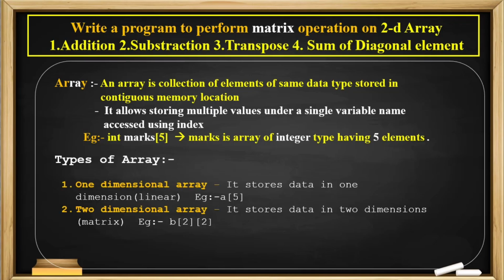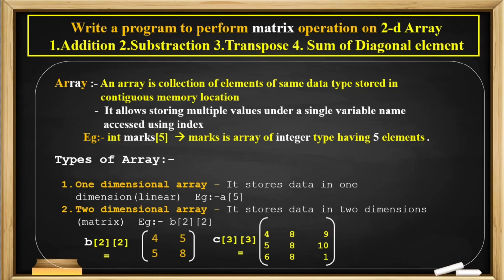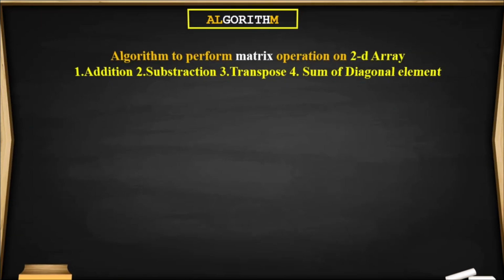Arrays are of two types. One-dimensional array, which can store elements linearly. Another is two-dimensional array, which stores elements in the form of a matrix. As shown in the example, B[2][2] can store 4 elements in the form of a 2 by 2 matrix. Next, C[3][3] can store 9 elements in the form of a 3 by 3 matrix.